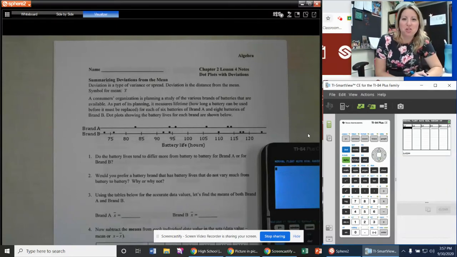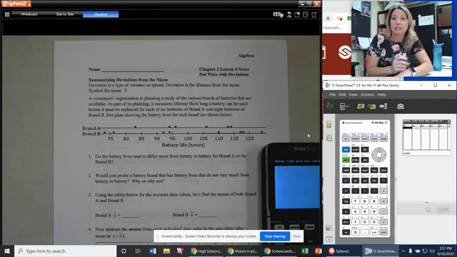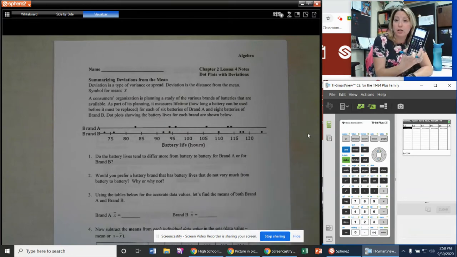Algebras, and welcome to your chapter 2 lesson 4 notes video. We're looking at dot plots and deviations. So we're going to talk a lot about standard deviation today and variance within our data and what that looks like. We'll be using the graphing calculators again.